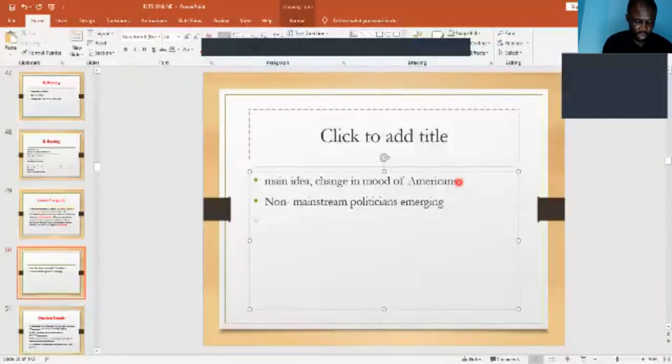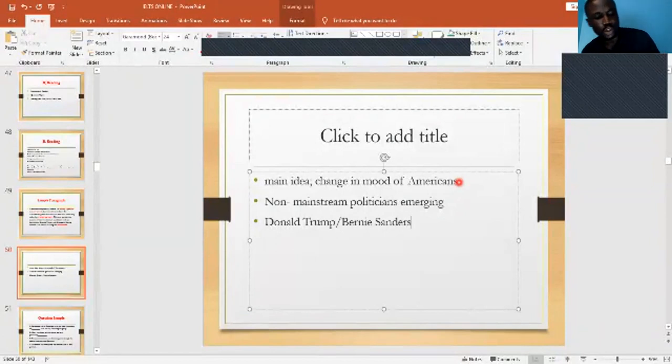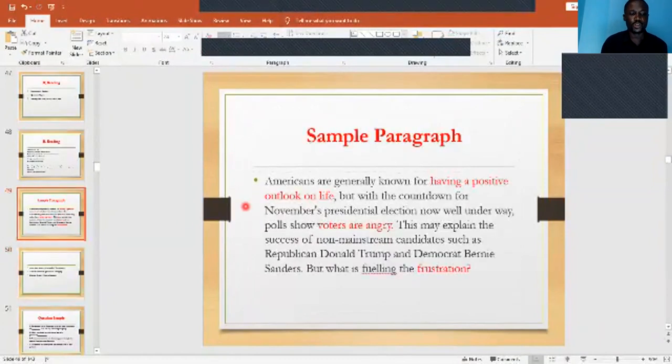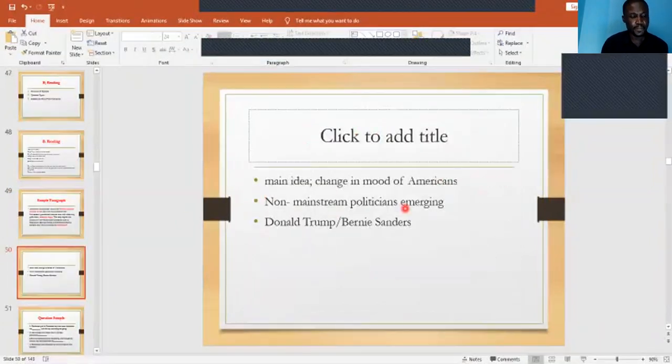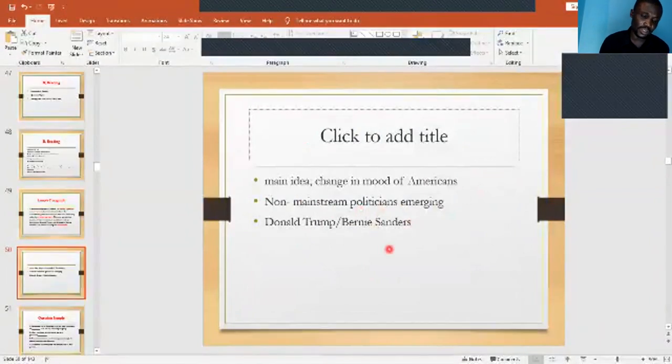Okay, Donald Trump, Bernie Sanders. Under exam condition, you might just write Donald Trump, Bernie Sanders. Okay, these are the key things that happened in that paragraph. So the main idea, key action and key actor, what was the key thing that happened? Okay, then example, validation, Donald Trump, emergence of Donald Trump and Bernie Sanders.